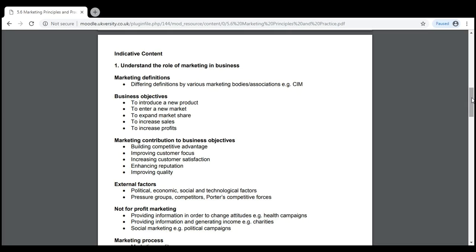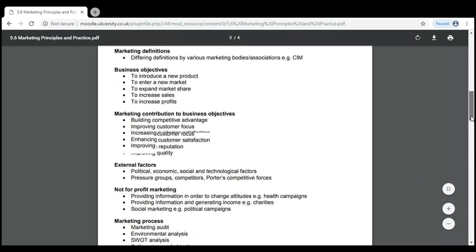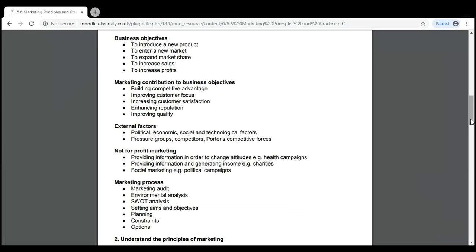We'll look at some external factors that affect the marketing plan or the marketing campaign running in our organization, which we'll go through in today's discussion as well: political, economic, social, and technological factors, pressure groups, competitors, and Porter's five forces. Michael Porter is quite a popular author, who wrote many books and gave many theories as well.